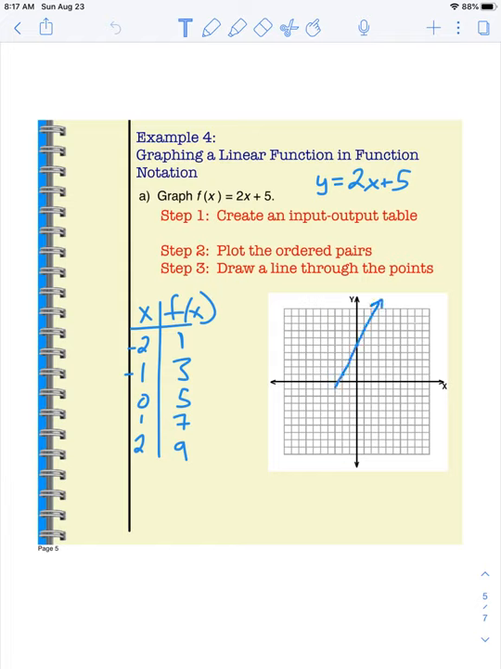Now, if you're working in Notability, there's that fancy way to make a straight line where you hold the stylus or your finger, whatever you're using, and it automatically makes it a straight line. So you can do that in Notability. If you're drawing on your notebook, you can use a ruler to make it straight. I won't judge your notes, so it doesn't have to be perfect, but draw a line through the points, and there is our function.